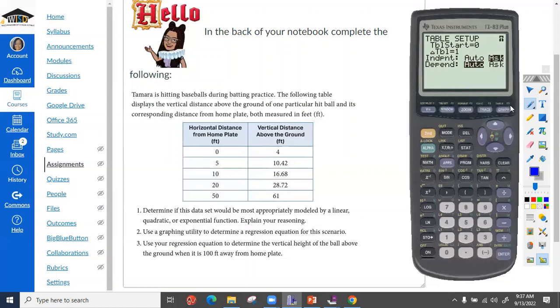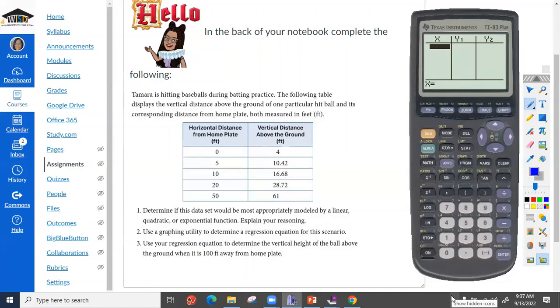So when I go second graph, my table is going to be blank because it's like, hey, bro, what do you want from me? I'm like, I want 100. And I type in 100. Do you see the difference between the exact and our approximate?